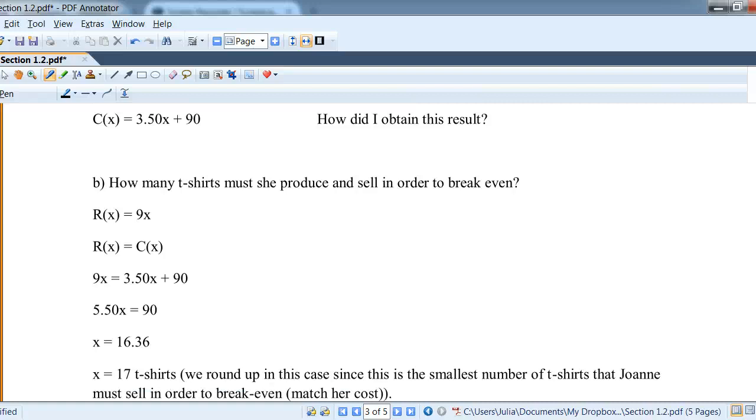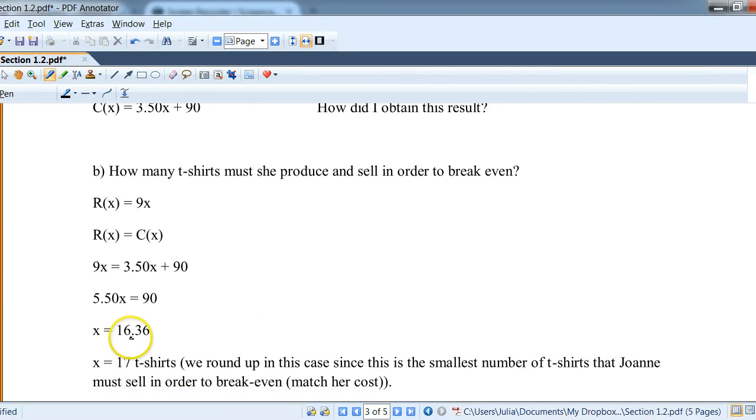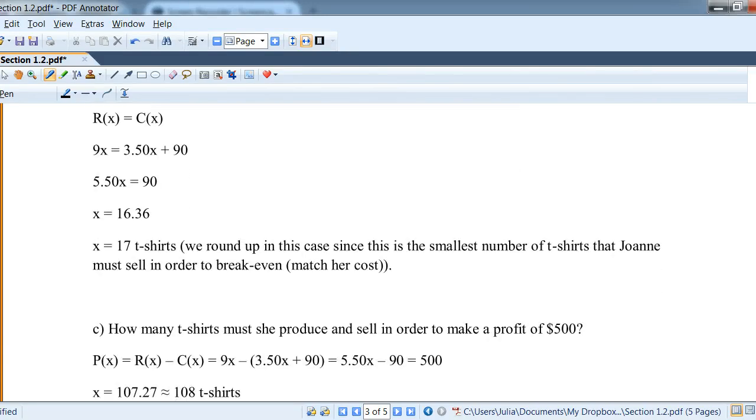It's kind of strange to have a decimal point. Now typically, obviously we cannot have a decimal number of t-shirts. Typically we would round down in a math class, but in a business class we usually want to err on the side of profit. So we're going to round up in this case. It's better to sell 17 t-shirts and maybe have a little bit of profit rather than the other way around. So we're going to round up in the business sense.